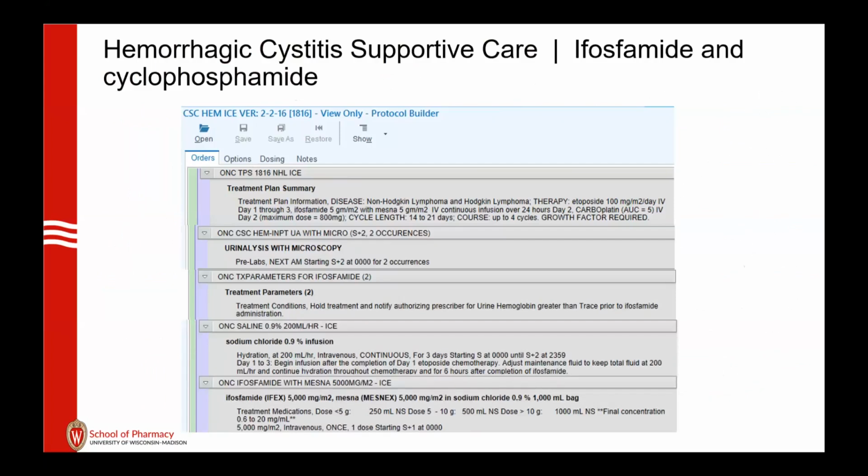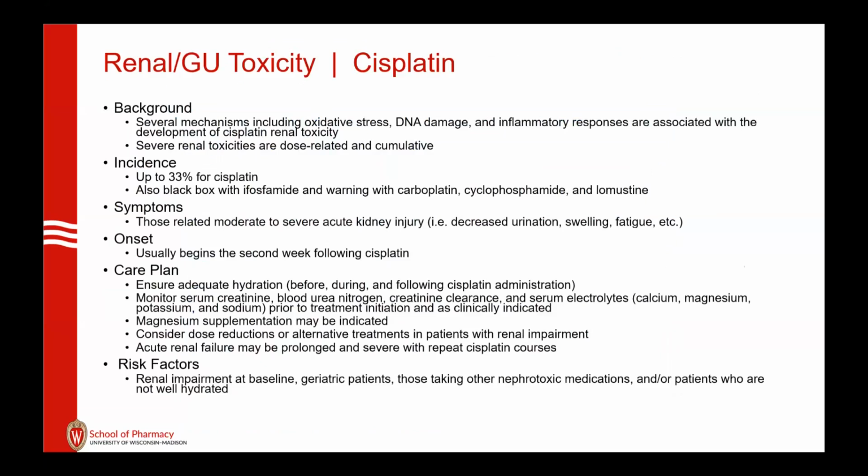And here's a treatment plan. As I mentioned, the 200 mLs an hour of fluids and the UA test. This is all built into all ifosfamide regimens. Roughly about 60 patients a year have ifosfamide. And then direct renal toxicity.